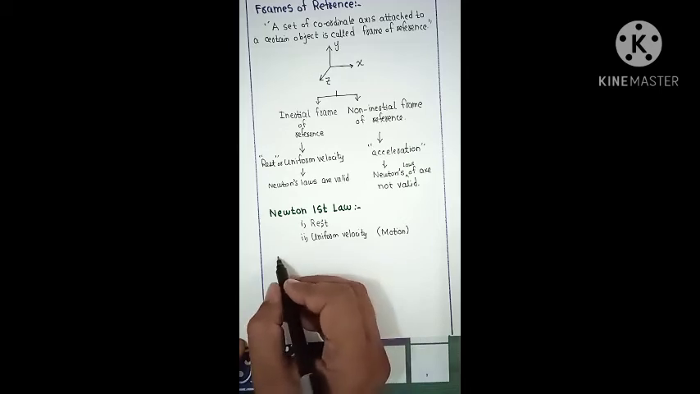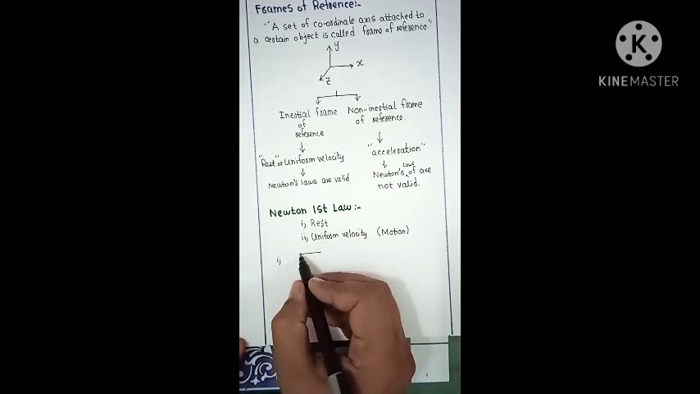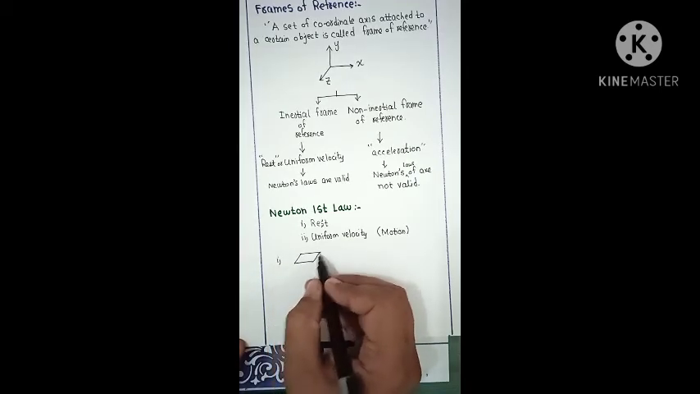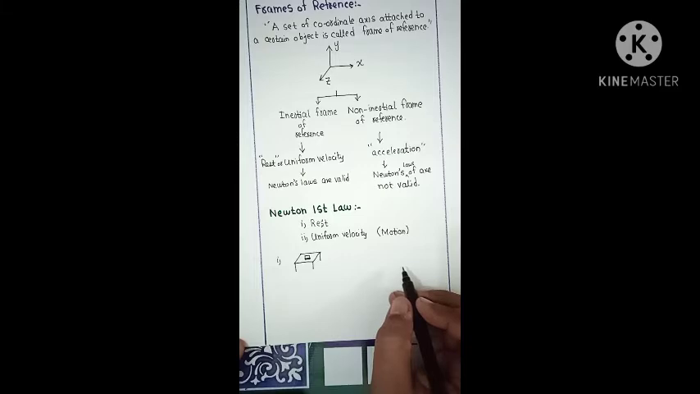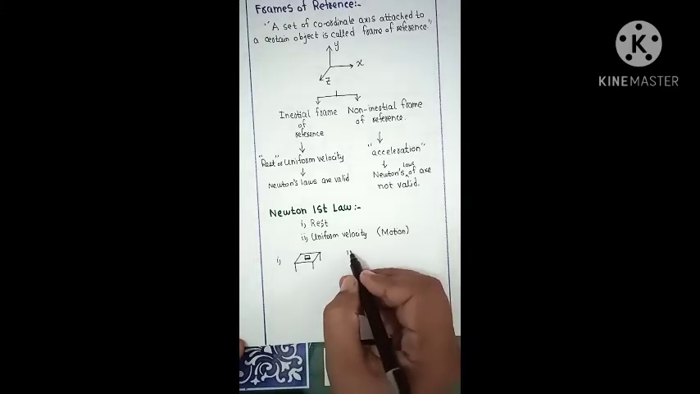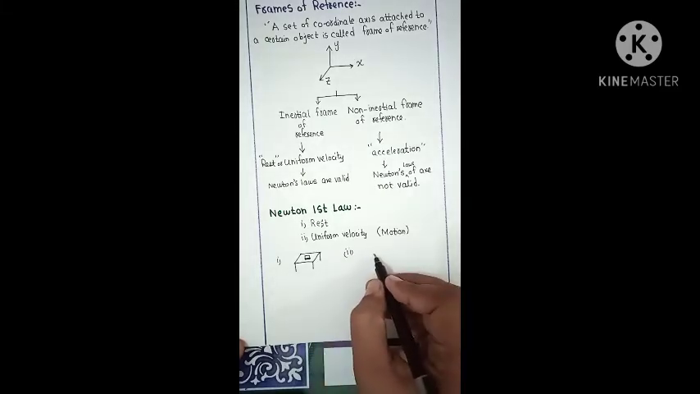Suppose a book is lying on a table. A book lying on a table remains there unless an external force is applied on it. So this is the first point. The second point is about motion.